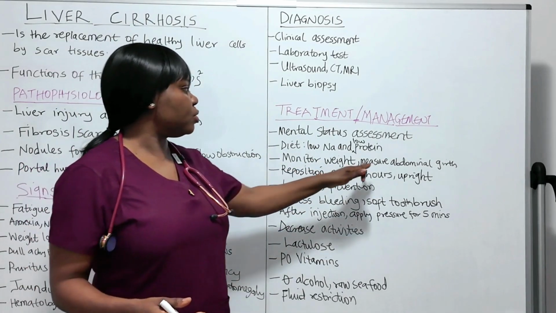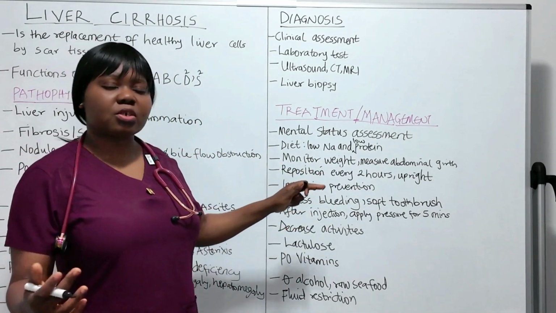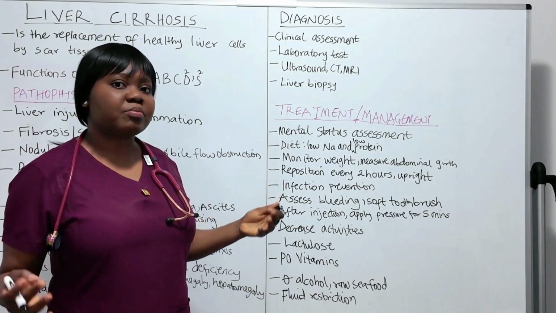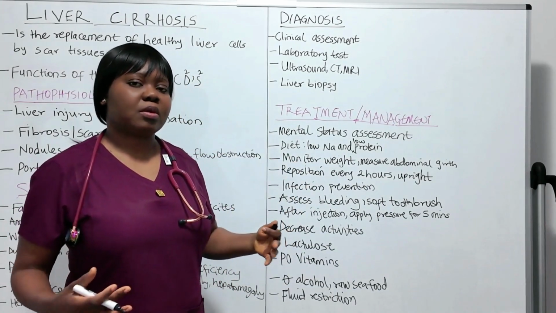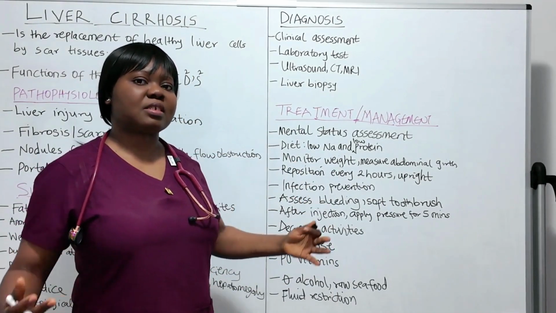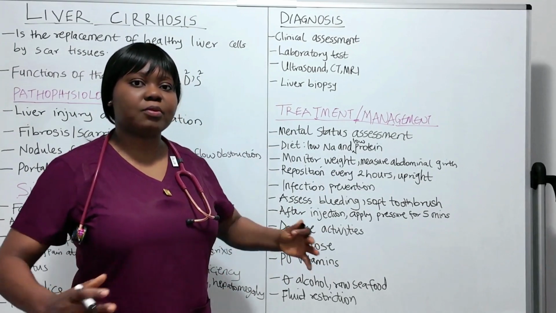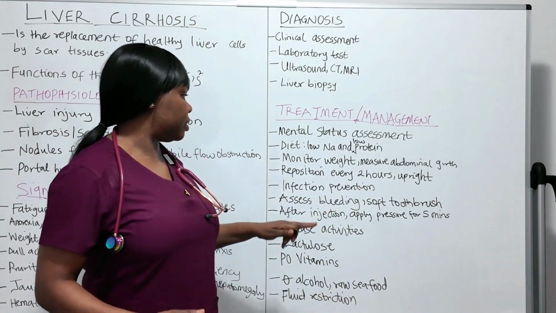You monitor their weight, you measure their abdominal girth, especially when they're having ascites. Reposition them every 2 hours because now they are at risk of infection, they can develop skin breakdown, and also put them in upright position so that they can breathe well. Because at that time the liver is enlarged, the spleen is enlarged, there's ascites fluid in the abdomen, they may not be able to breathe properly. But when you place them in upright position, it helps.